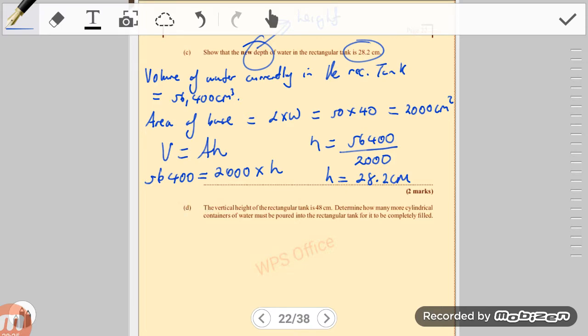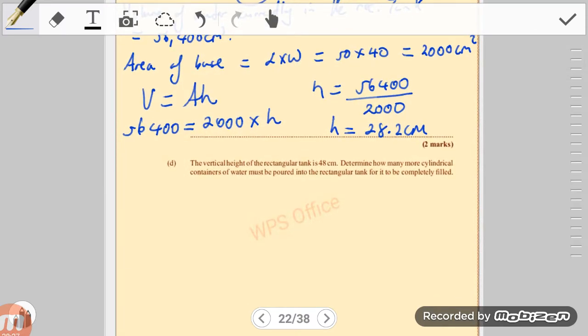Let's move on now to part D. The vertical height of the rectangular tank is 48. Determine how many more cylindrical containers of water must be poured into the rectangular tank for it to be completely filled. Alright, this is a very interesting question and requires some level of interpretation. So let's try to have an understanding of what this is saying. What do we now know? We know that the vertical height of the rectangular tank is 48. We didn't know this from before.